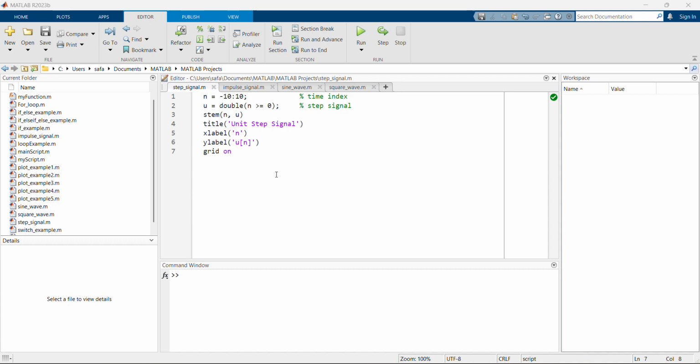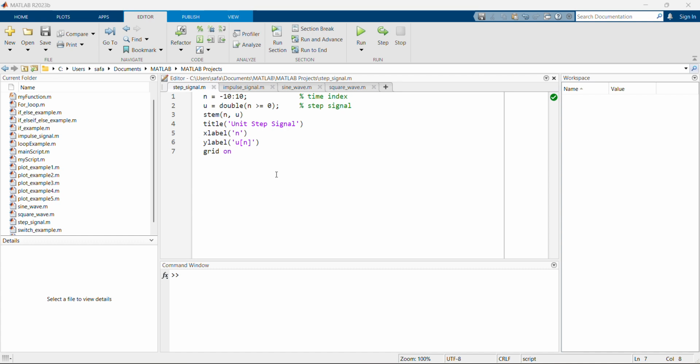In this video, we are going to explore the basic signals in MATLAB: step, impulse, sine, and square. These signals are the foundation of many analyses in control and signal processing.